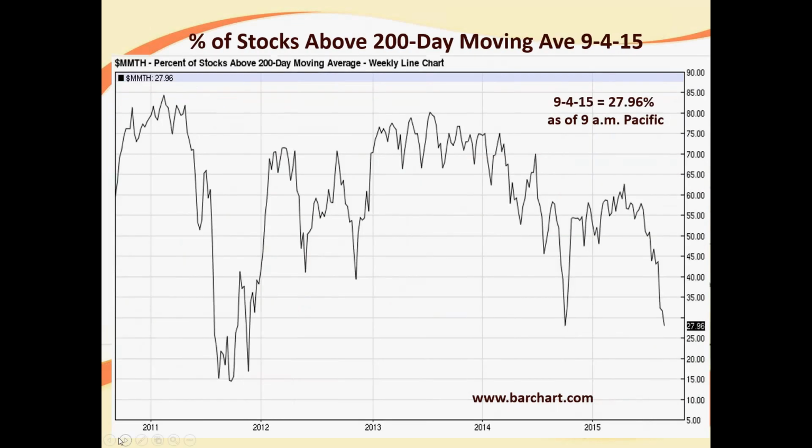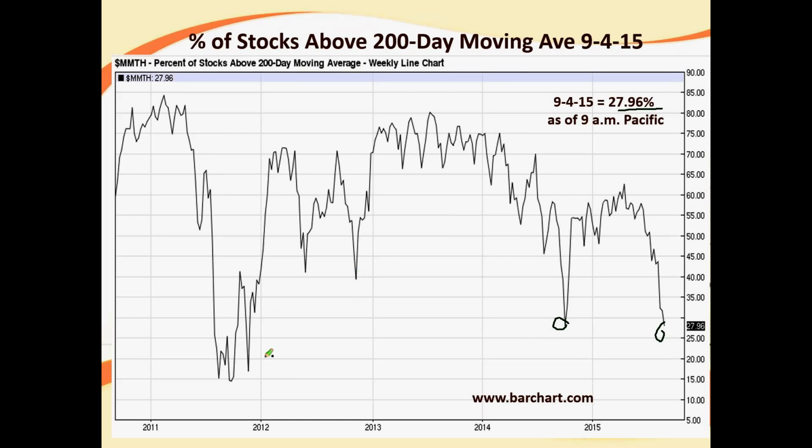And let's see, one quick other thing is this is the same chart, but this is a weekly chart going back to 2011. And this is not the 20-day moving average, but the percentage of stocks above their 200-day moving average on the NYSE. And as you can see, as of 9 o'clock this morning, it was at about 27.96. It's reaching lows that it hasn't seen since it did reach that low back in October last year.